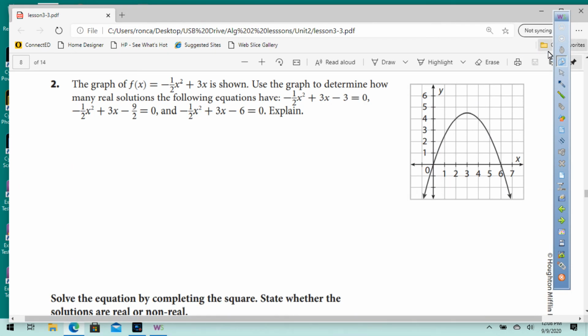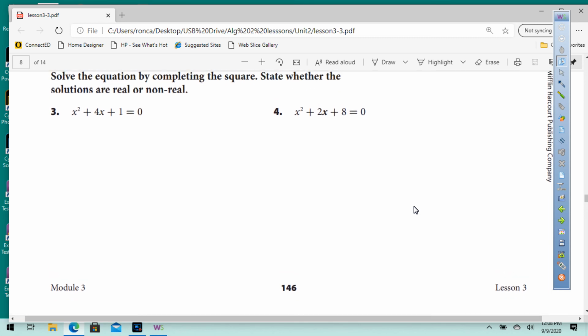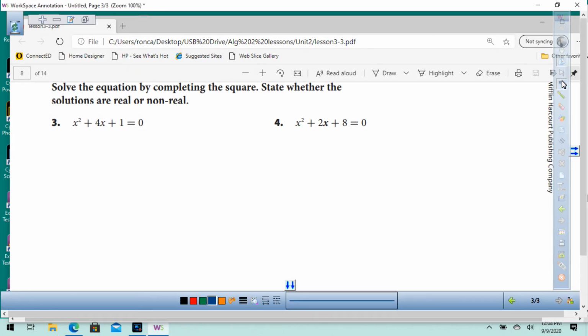Number 3. Solve the equation by completing the square. State whether the solutions are real or not. So we're going to solve by completing the square. First, we want to subtract 1 from both sides, and we got x squared plus 4x equals negative 1. All right. Next, we're going to add b over 2 squared to both sides.